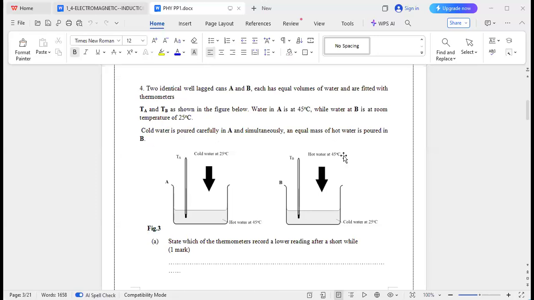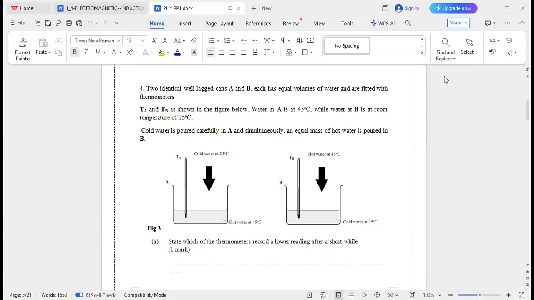I think here the answer is B. And the explanation is cold water in A easily gains heat by convection, unlike B, where cold water is denser, hence sinks to the bottom of the container. I hope we have understood that explanation.